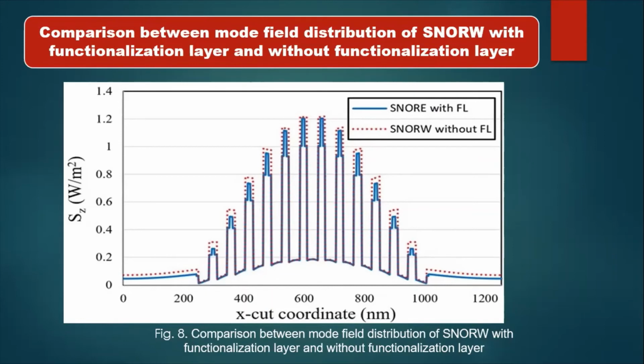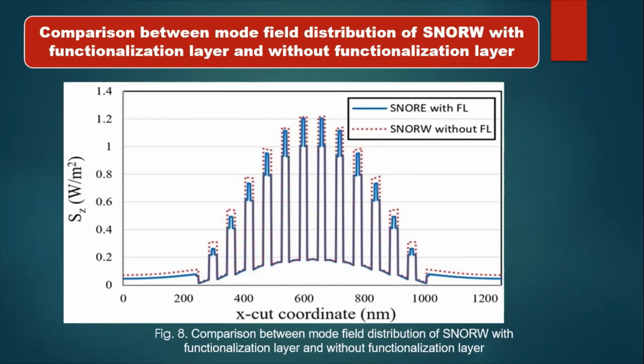Here, we observe that the Poynting vector rises twice instead of once, as was the case earlier. This pattern emerges in SNROW with the functionalization layer because there is a change in boundaries 4 times. That is, after the addition of the functionalization layer, the boundary changes along the x direction upon going from the silicon nanowires to the functionalization layer, then from the functionalization layer to the aqueous solution, then from the aqueous solution again to the functionalization layer, and again from the functionalization layer to the silicon nanowires.